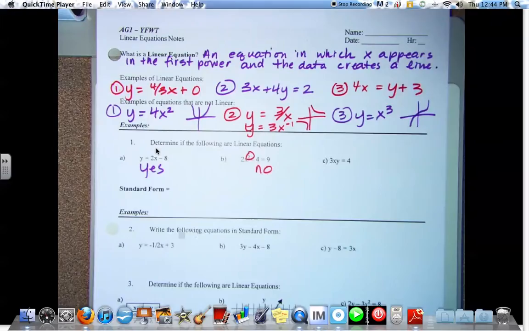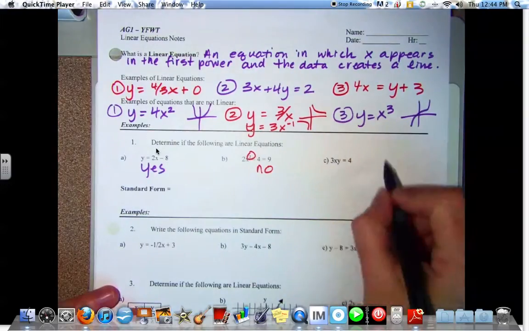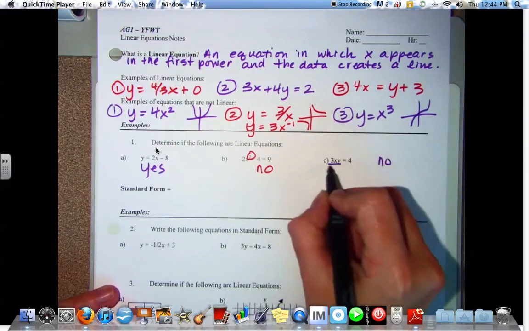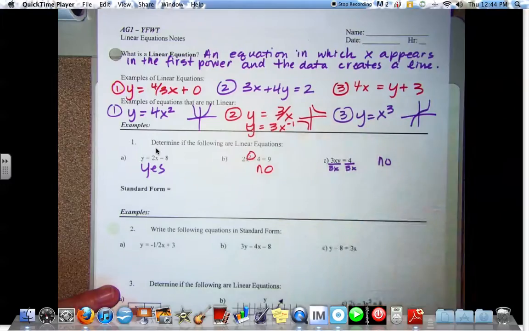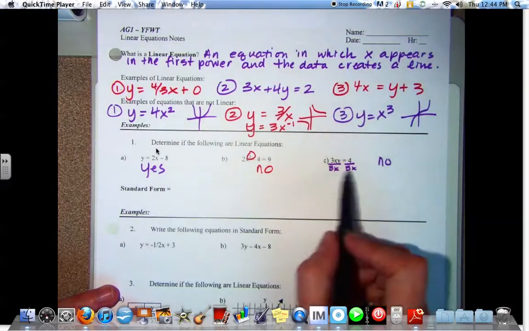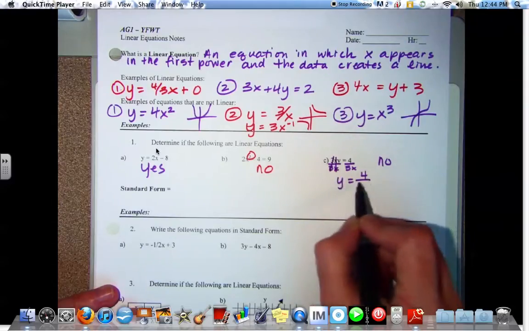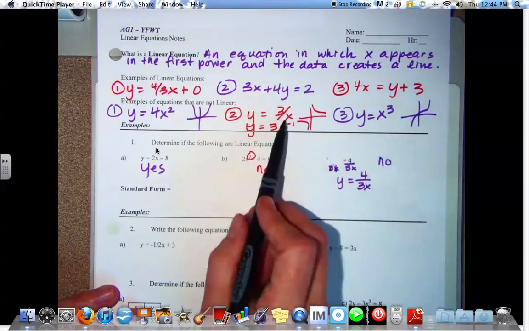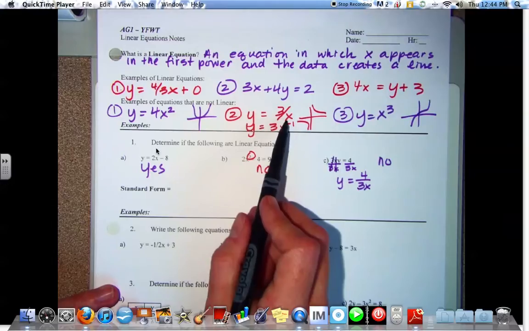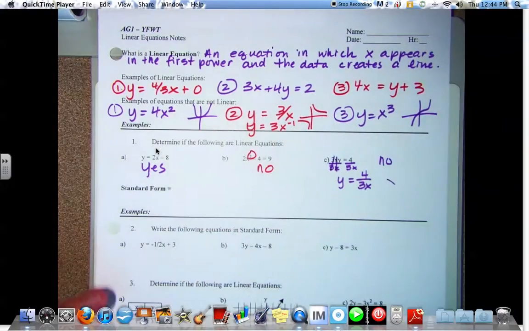C, 3 times x times y equals 4. Yes or no? What do you think? Do we normally see x and y multiplied together? No. We normally see x and y separated, by either addition or subtraction. So no, it's not. And if you get y by itself, it would look like this. You're dividing both sides by 3 and by x to get y by itself. So you would have y equals 4 divided by 3x. And if the x is in the denominator, that's to the negative 1 power. So this would not be a linear equation.